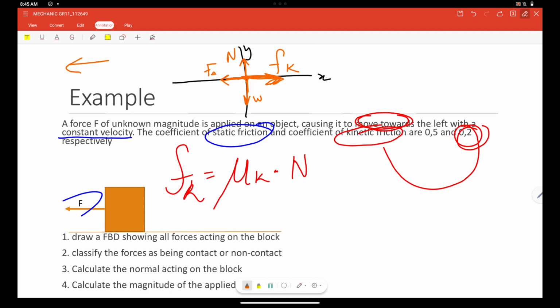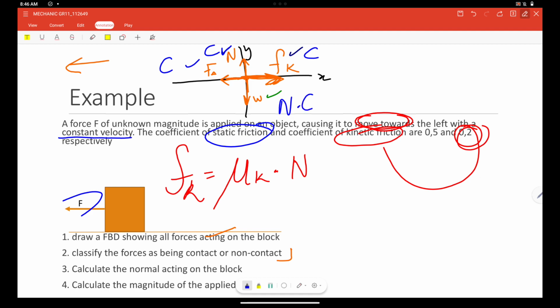Okay. And then the other question says classify the forces as being contact or non-contact. Okay. This one, let us start with the normal force. We require contact with the surface, so this is a contact force. Fk, we need contact with the rough surface. This is a contact force. Weight, we don't need contact with the earth for us to have weight, so this is a non-contact force. I'm going to use green. And then we have applied force. Whatever is applying this force must be in contact with the object. So the ones which are in blue, these are the contact forces. The one in green, that is a non-contact force.